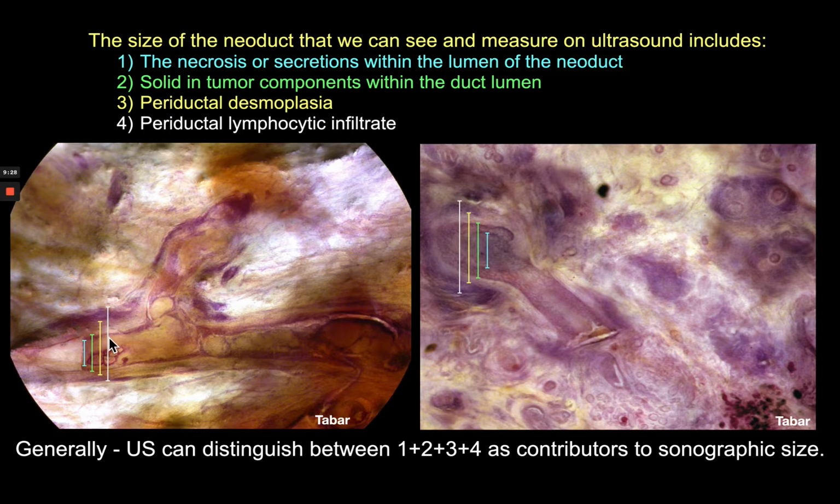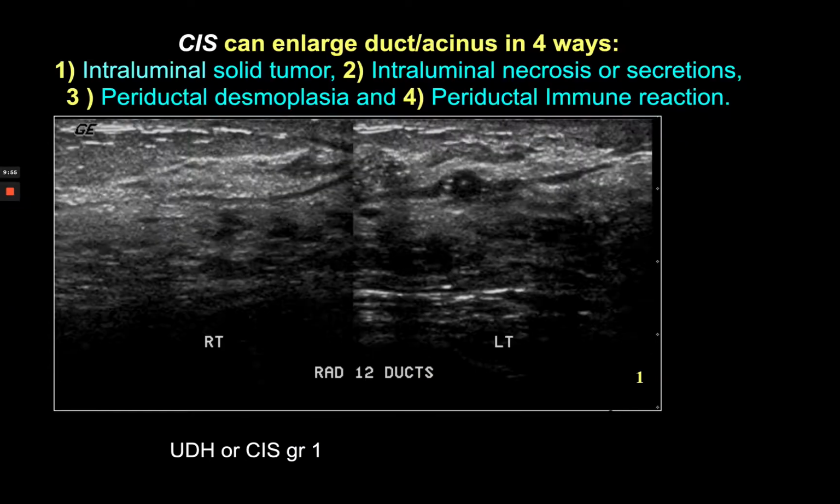Well, the truth of the matter is, on ultrasound, sometimes we don't have the resolution to distinguish the aqua line from the green line, from the yellow line, from the white line. Sometimes what we see as an enlarged duct is the necrosis or secretions, which is the aqua line, the solid components, which is the green line, the periductal desmoplasia, or even a periductal lymphocytic reaction. We can't always tell those apart. So what we see as enlargement may be all 4 components contributing.